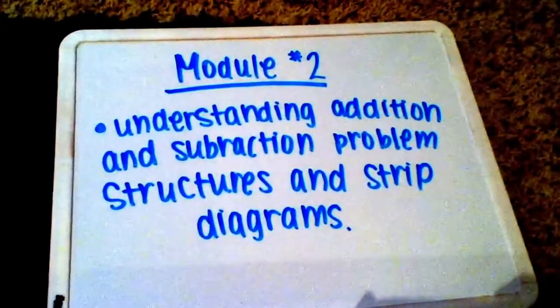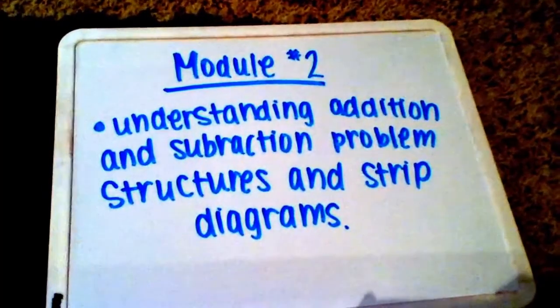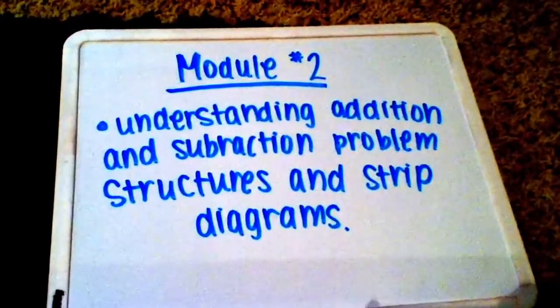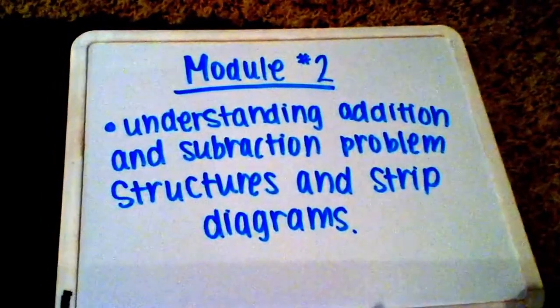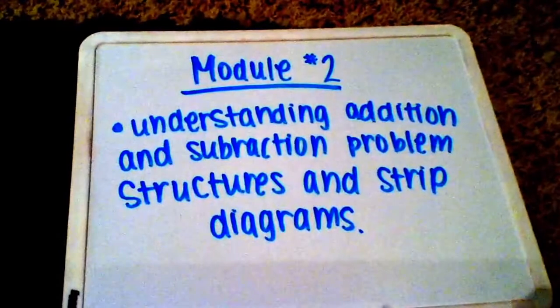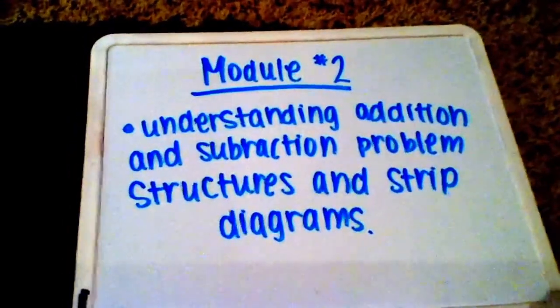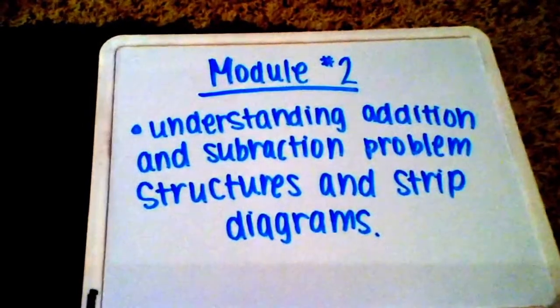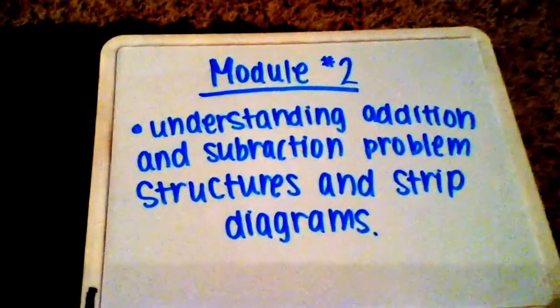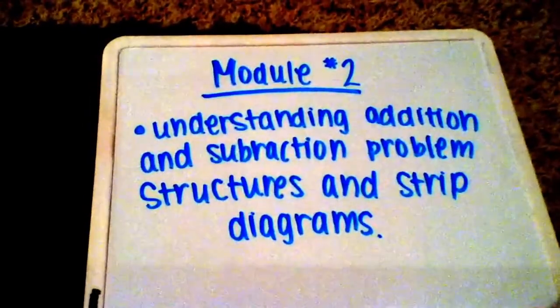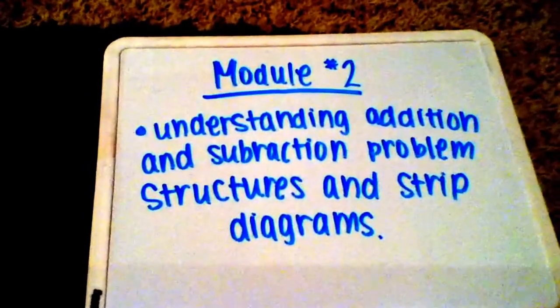Today we're also going to be learning about problem structures and strip diagrams. So far, addition and subtraction problems have been categorized in multiple ways. There are 4 structures we're going to be looking at today. The first is join problems. The second is separate problems. The third is compare problems, and the last one, the fourth one, is part-whole problems.